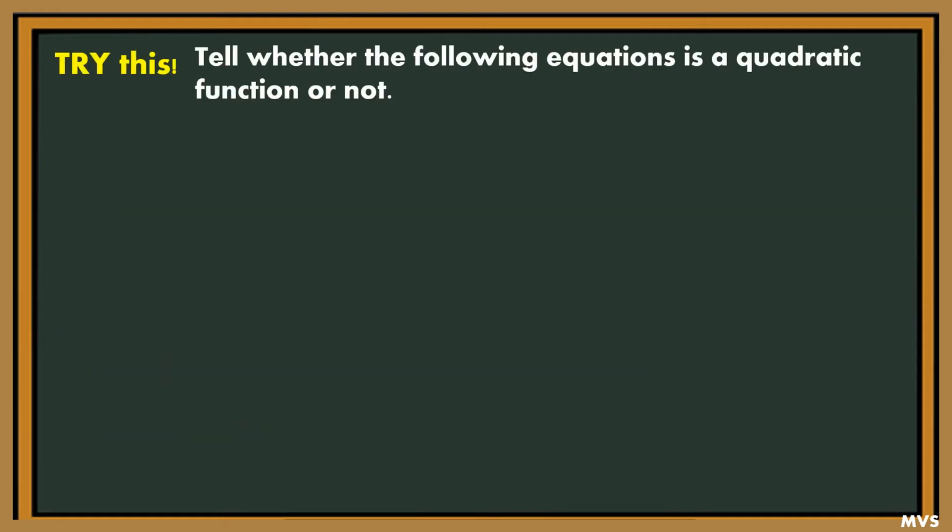Try this. Tell whether the following equations is a quadratic function or not. Number 1, f of x is equal to 2x squared minus 7x. Is it quadratic function or not? Yes, this is quadratic function because the highest exponent of x is 2. Number 2, y is equal to x minus 34. Quadratic function or not? This is not quadratic function because the highest exponent of x is 1.